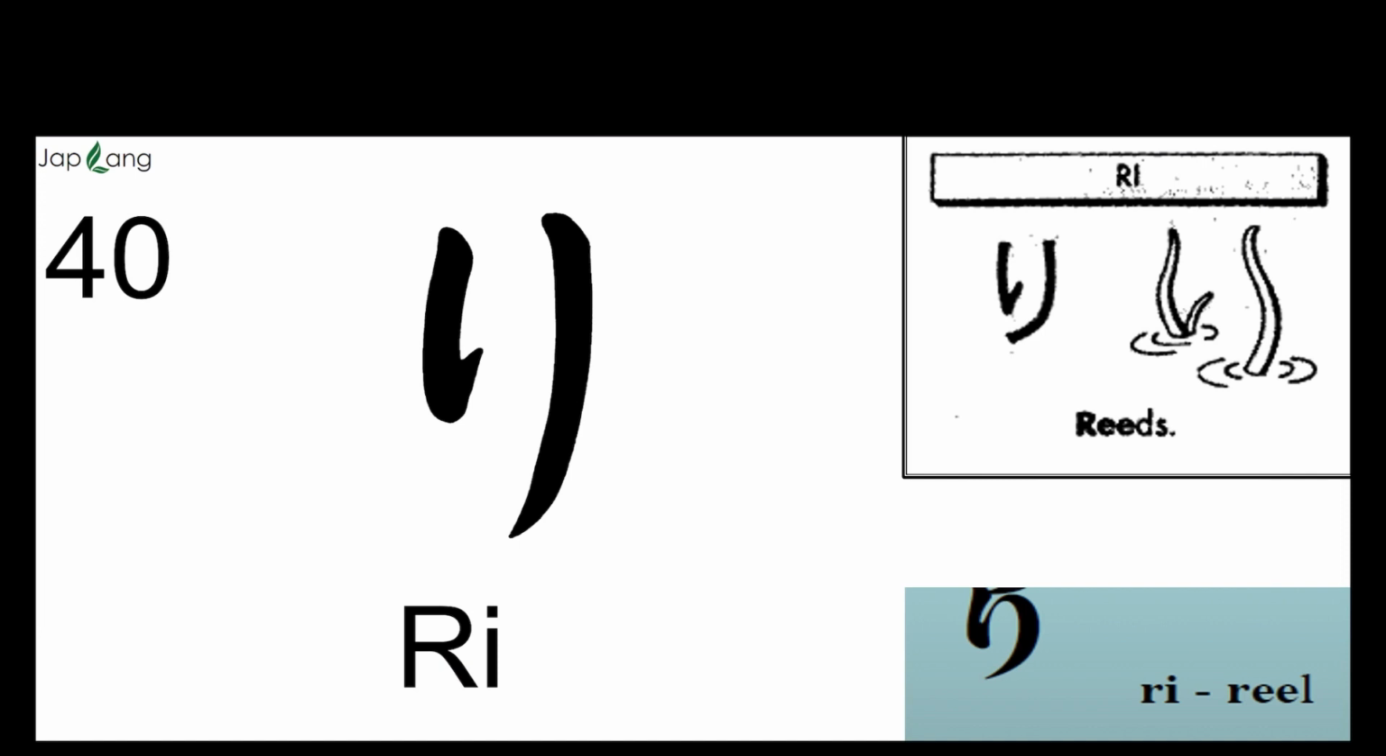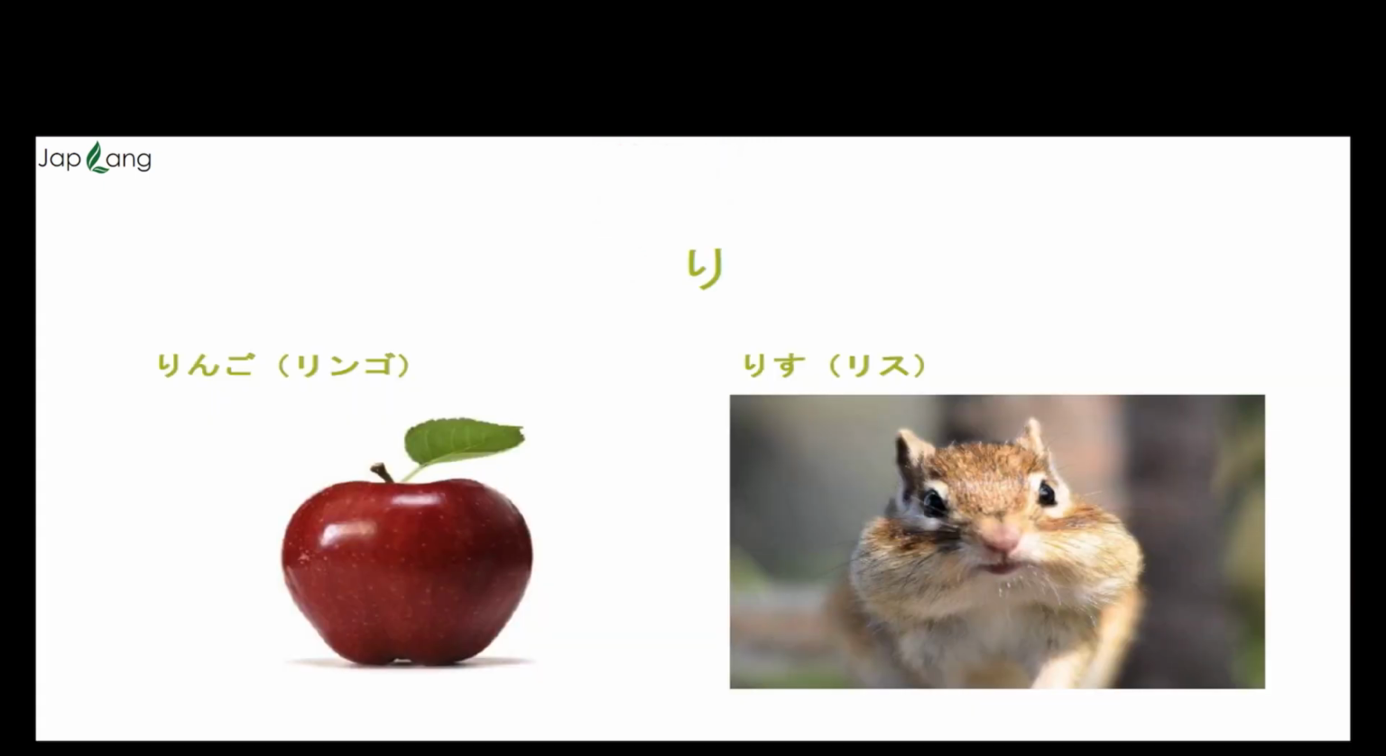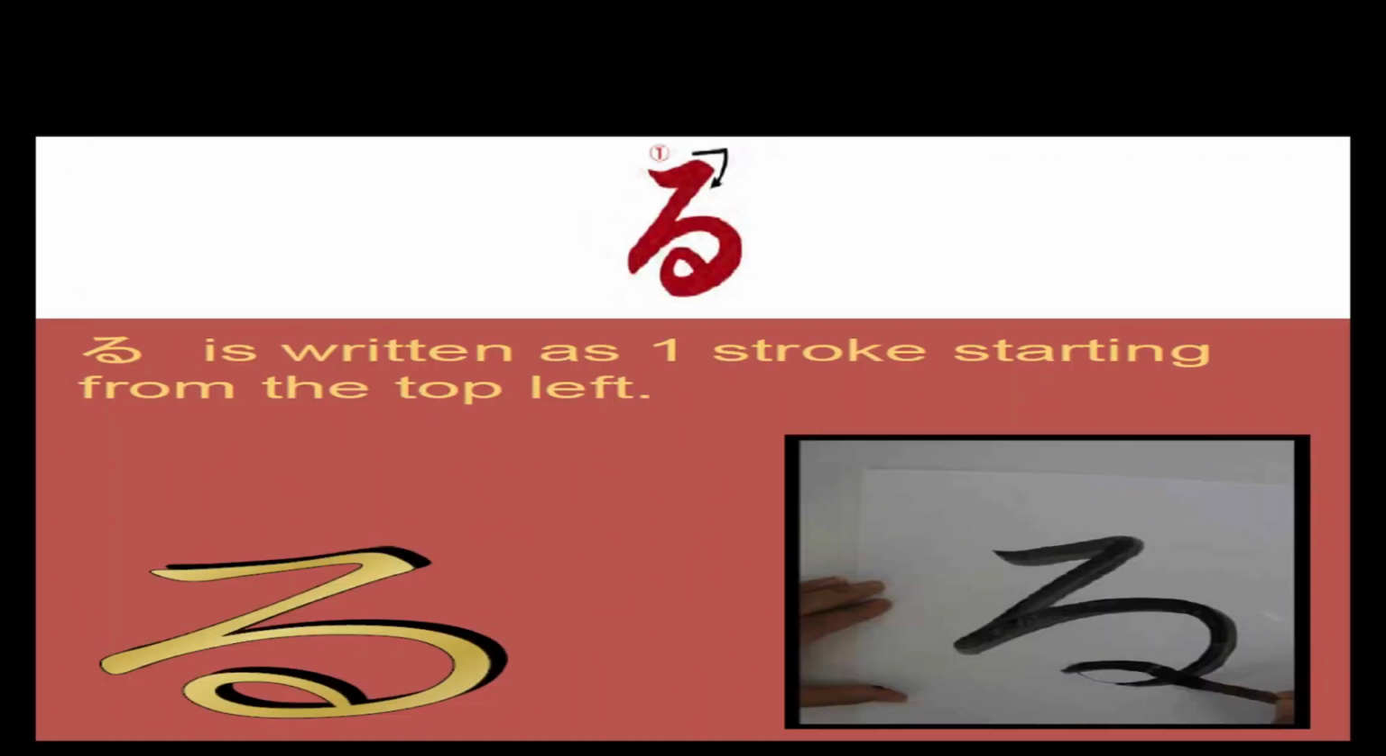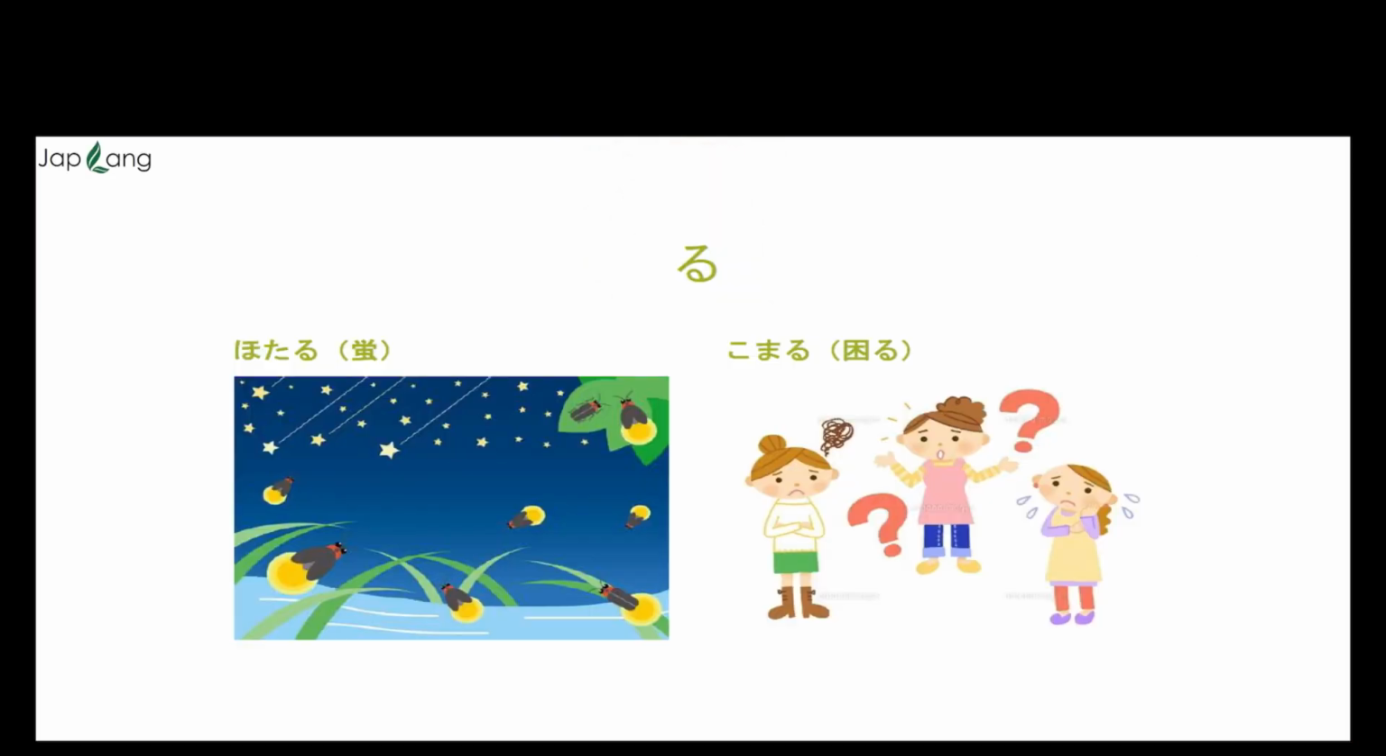Next character is ri, reeds or real, 2-stroke order. Ringo, ri stands for ringo, that is apple, and risu. Next is ru, as in rubies, or rude. Ru as rude, it has only a 1-stroke order. Ru is written as 1 stroke starting from the top to left. Alright. Hotaru or komaru. Komaru, when you are in trouble, you say komatta, like that.